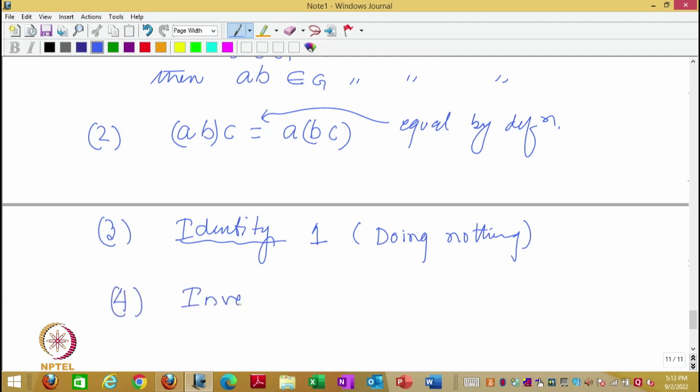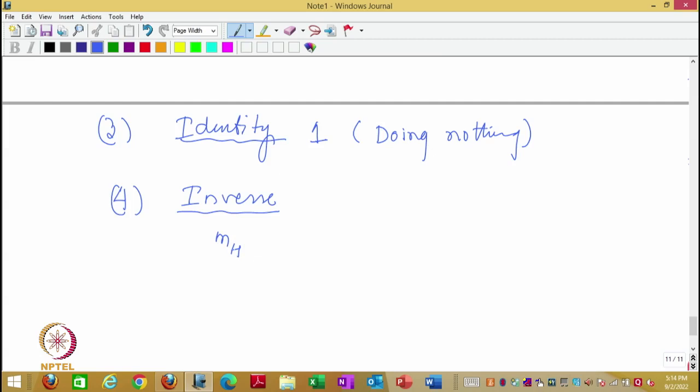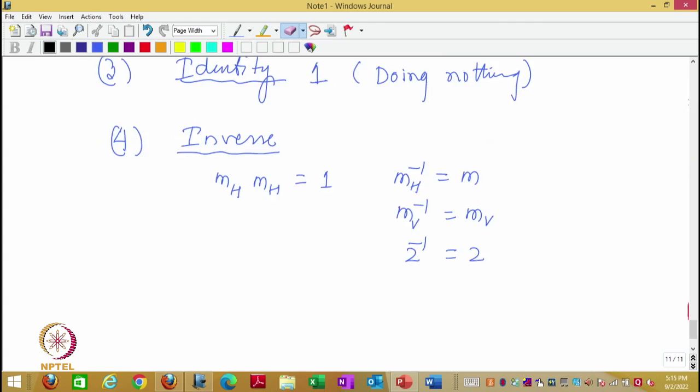What about inverse? So, if I apply a horizontal mirror, I reflect and then I reflect again. What is the reflection of a reflection? The original object. So, reflection of a reflection is the original object, means you are doing nothing. So, that is an identity. So, Mh is its own inverse, Mh inverse is Mh, Mv inverse is Mv, and 2 inverse is 2. So, inverses are there.